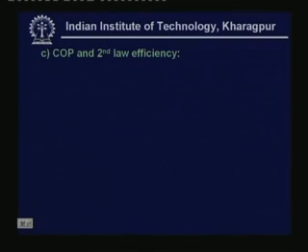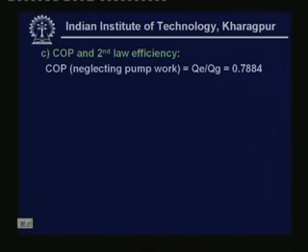Now, we have to find the COP and second law efficiency. So, we find the COP by neglecting pump work, because I will show you that the pump work is really negligible. So, COP is defined as QE divided by QG. QE is 300 kilowatts, QG is 380.54 kilowatts. So, the COP is found to be 0.7884. And second law efficiency, as you know, is nothing but the ratio of the COP of the system divided by the maximum possible COP, that is nothing but the equivalent Carnot COP.